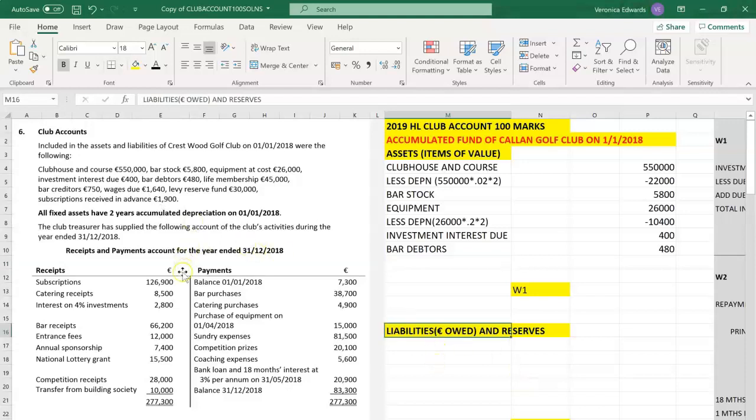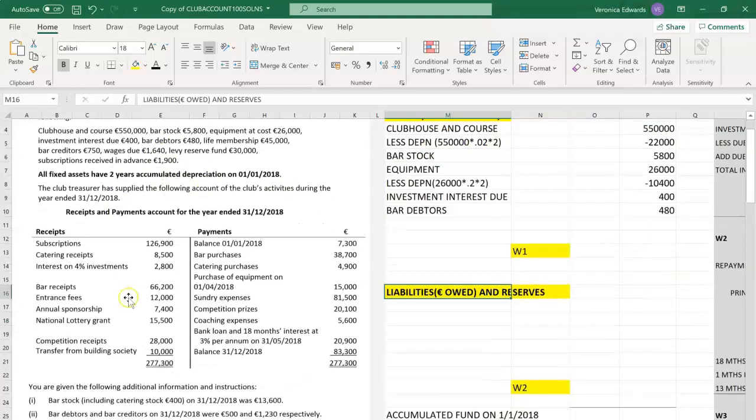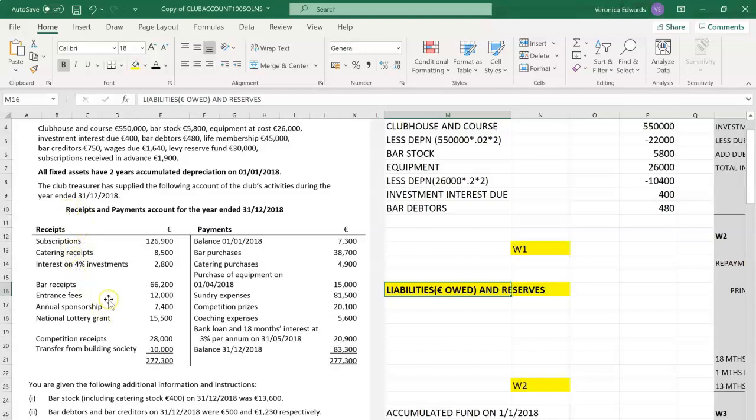Okay? Now with higher level questions, you need to look a little bit deeper to see whether or not there were any other assets there at the beginning of the year that aren't immediately obvious in the list above. So if we have a look into the receipts section here, there might be some hints for us. The first item that we notice here is that we received investment interest of $2,800 during the year, and that interest was received on investments which the club had.